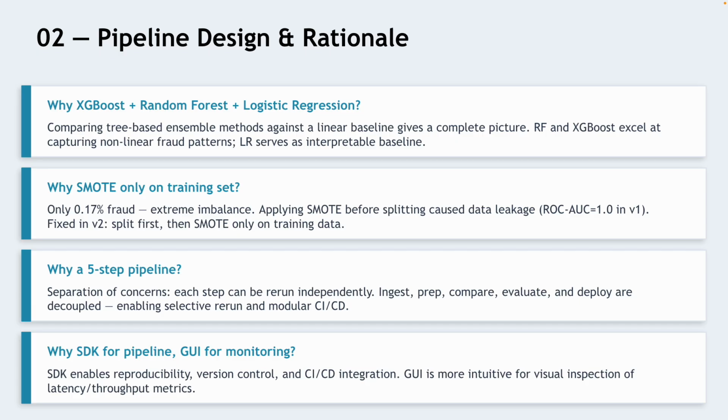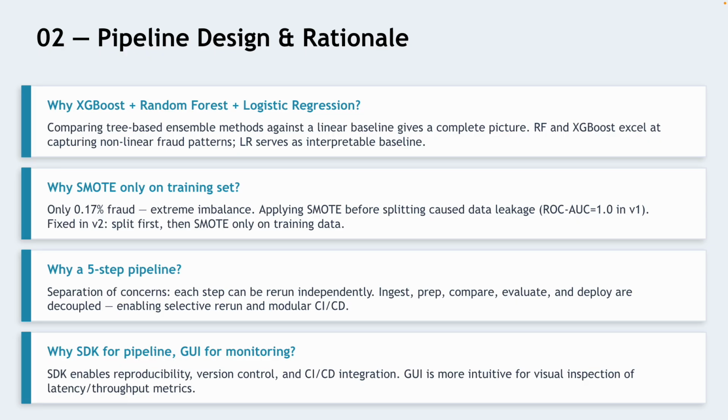And then let me explain the 4 key design decisions behind this pipeline. First, why 3 models? Comparing XGBoost and random forest as tree-based ensemble methods against logistic regression as a linear baseline gives a complete picture of what type of models work for this problem. This is important for justifying the final model choice.